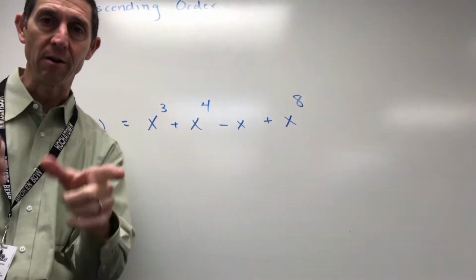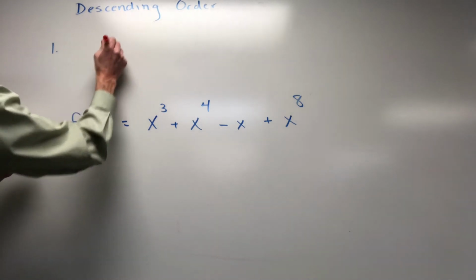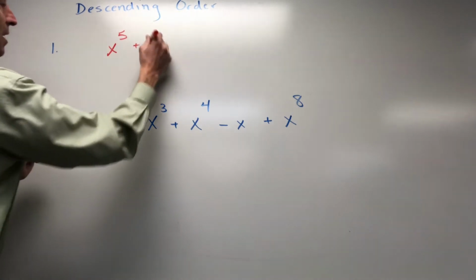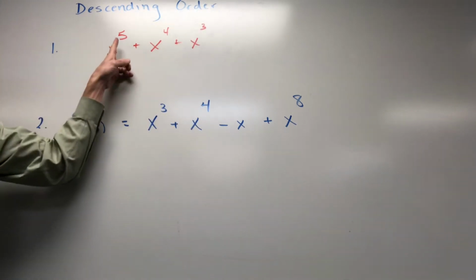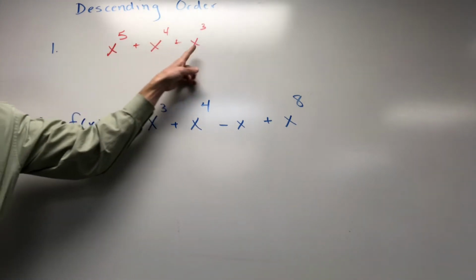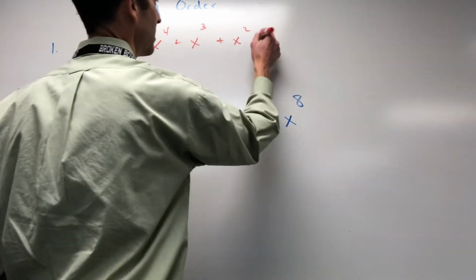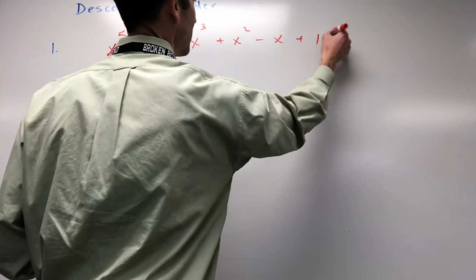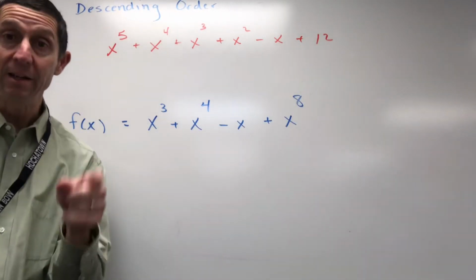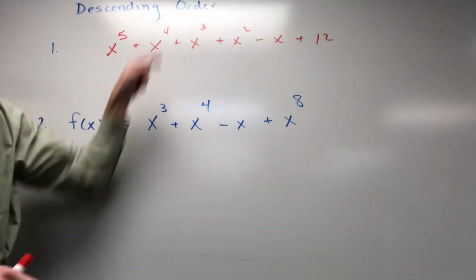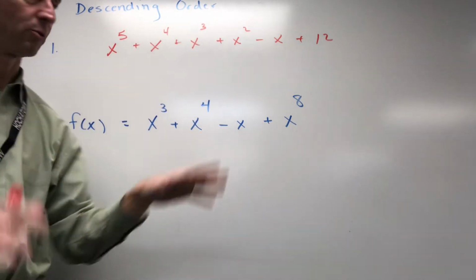Descending order is all about the exponents. So if you have x to the fifth, x to the fourth, x to the third, it starts with the largest power and takes its way down. Fifth power, fourth power, third power, x squared, x, some number like 12. As long as the exponents are in order, descending order, you got it. Fifth power, fourth power, third power, all the way down.